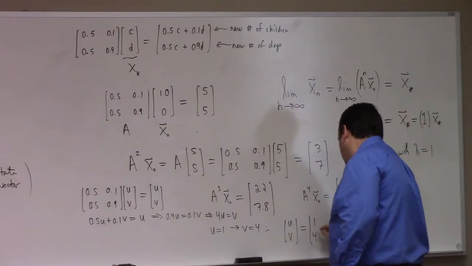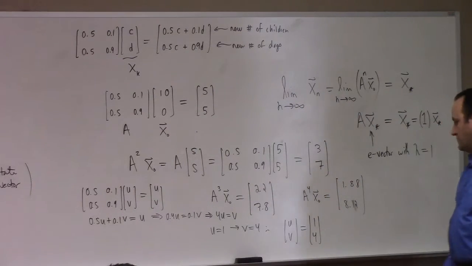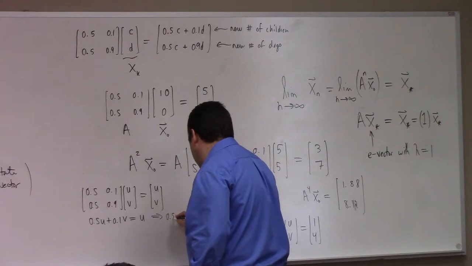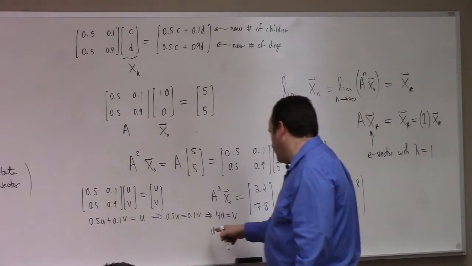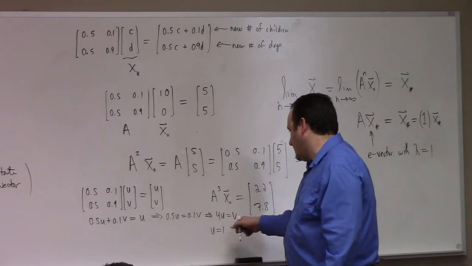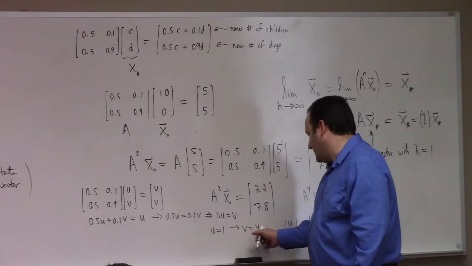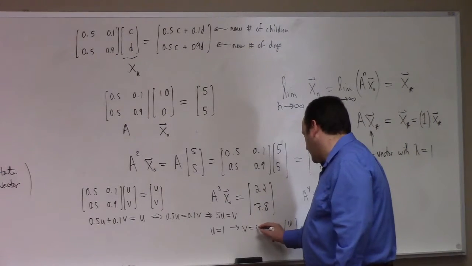What do I do? Isn't it 0.5u, 1 minus 0.5? Oh, is it 0.5v? Oh, I'm sorry. You're right. That matters too. So 0.5v, so 5u is equal to v, so v would be 5 if u is 1.